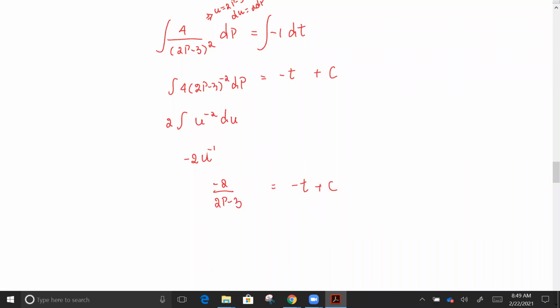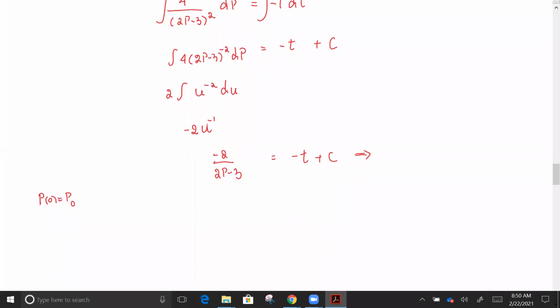And since P at 0 equals P subscript 0, the initial population, you either plug in P(0) as P0 at this step or rearrange the terms to find the solution P in a nicer form. I would go with the current form to get C, replace C with the found term, and then find another form of the solution later. For this case, as t equals 0, we get C equals negative 2 divided by (2 times P0 minus 3). It just comes right out.